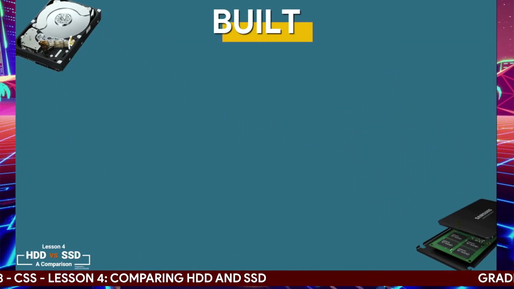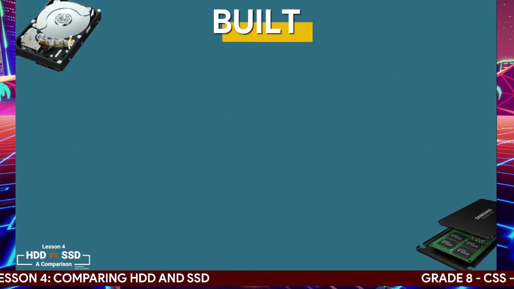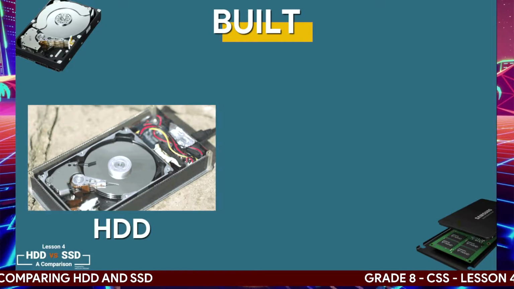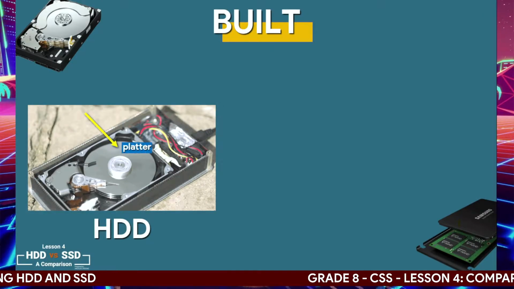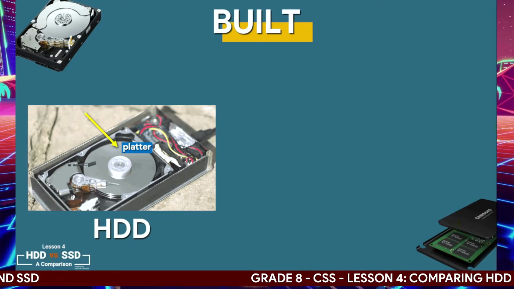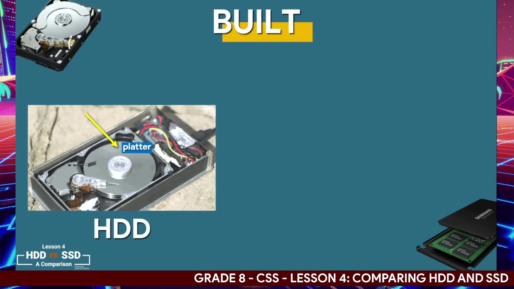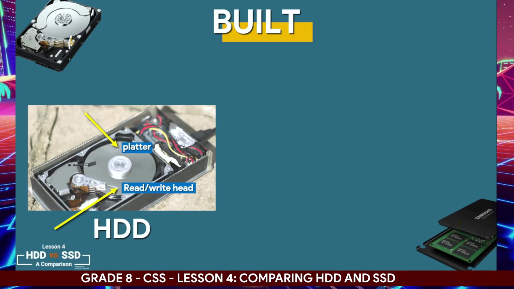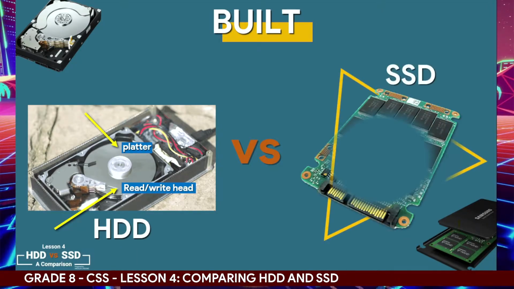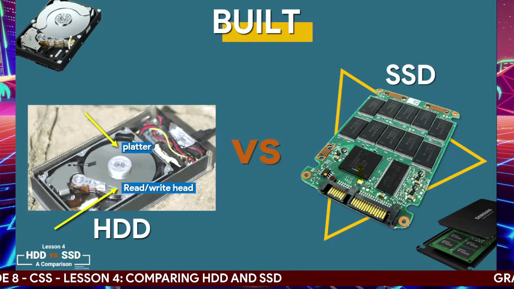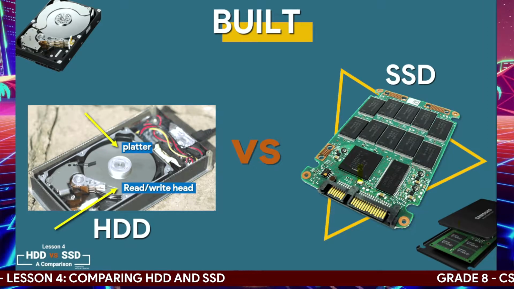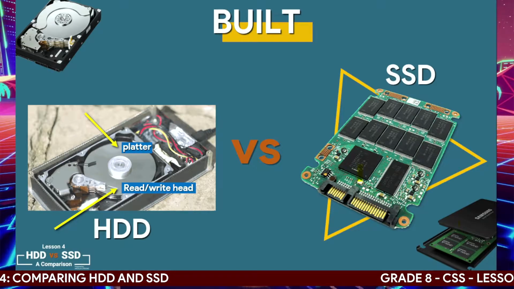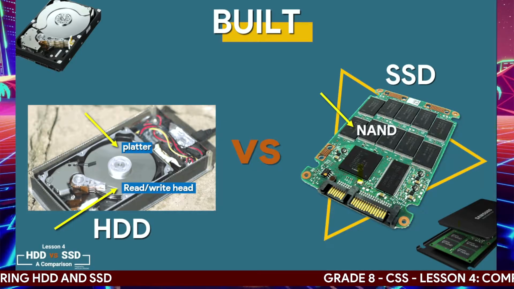Round 1. Build. Inside the hard drive, there is a spinning disk called platter, where all digital data are stored magnetically. They are being read and written through the head. On the other hand, the SSD stores data in integrated circuits or flash chips, often dubbed as NAND.